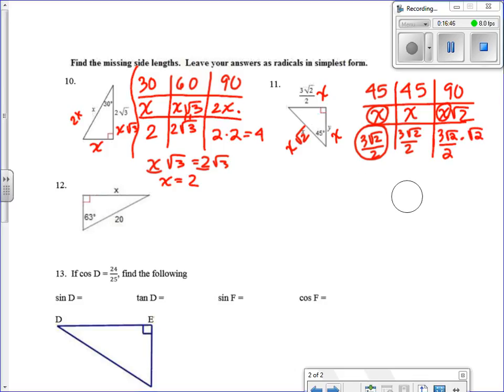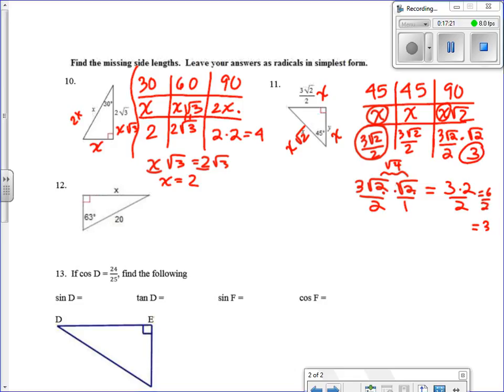Alright? So let's work it out. 3 radical 2 over 2 times radical 2. If you want, you can put that over 1. Doesn't matter. Now remember, radical 2 times radical 2 is radical 4, which equals 2. So this is really 3 times 2 over 2, which is 6 over 2, which is equal to 3.